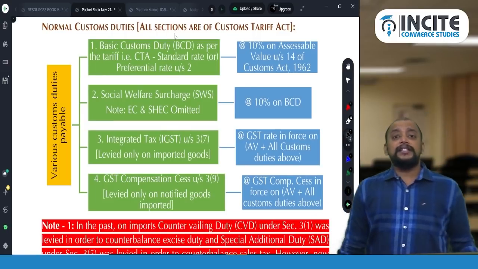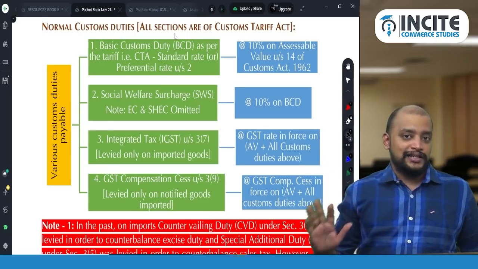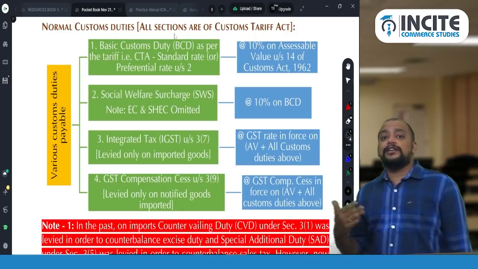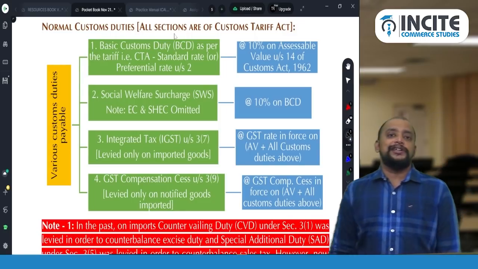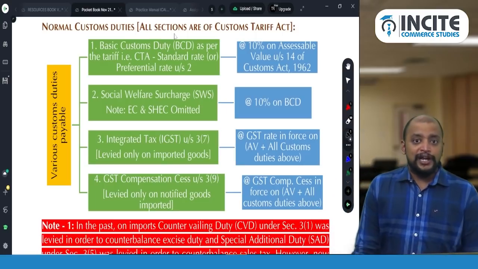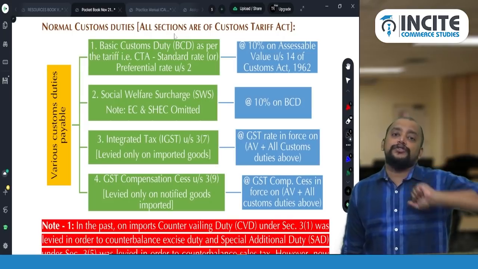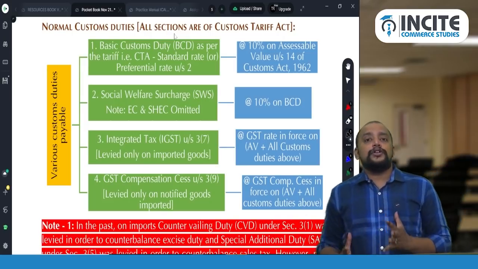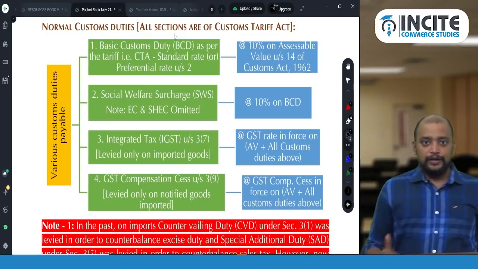Then social welfare surcharge may not be given in the question. Even then you need to compute social welfare surcharge. So just because the question is silent, it does not mean you don't have to pay social welfare surcharge. You have to compute. But what about IGST? If there is no information about IGST, then leave it. You don't have to compute. But up to social welfare surcharge, you need to compute. So these 4 are known as basic levies in case of computation of customs duty. Okay.